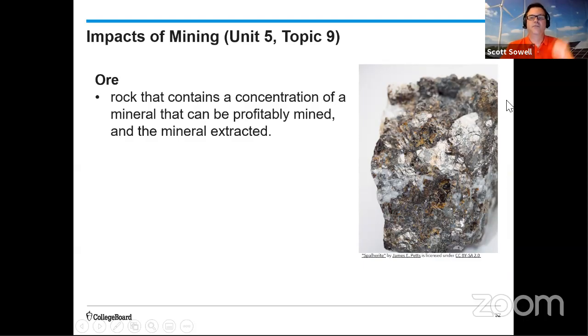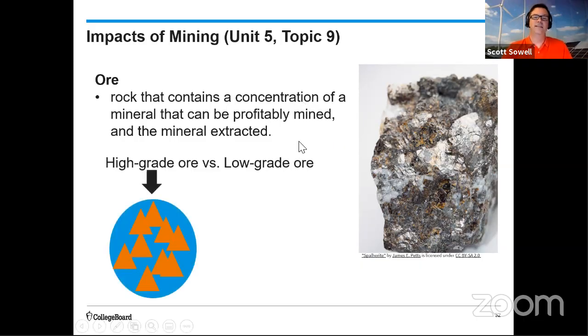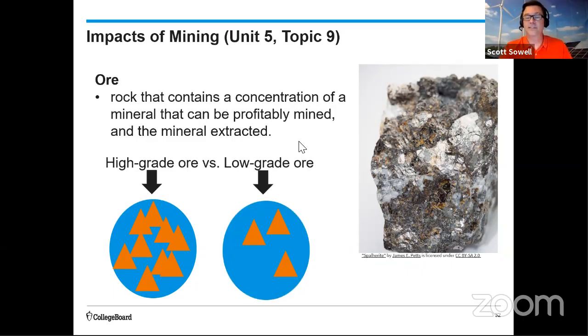Therefore, the combination of rock and target material, that's called the ore. And that can come in two categories, high grade ore and low grade ore. It's pretty self-explanatory that high grade ore has a lot of the stuff I want, as opposed to low grade ore, which has less of the stuff I want. So if we look at two pieces of ore of the same size, high grade ore is going to have more of the material I'm looking for than low grade ore.